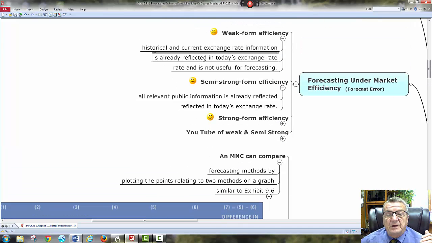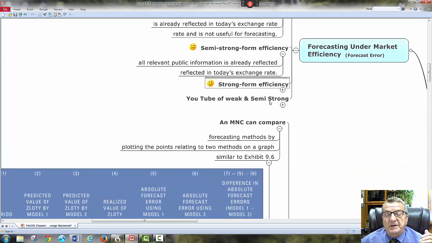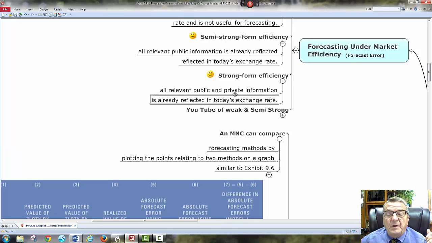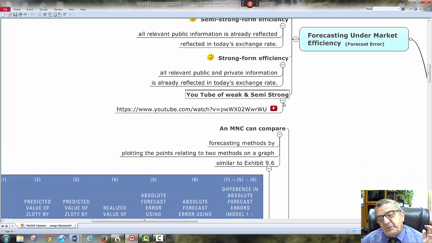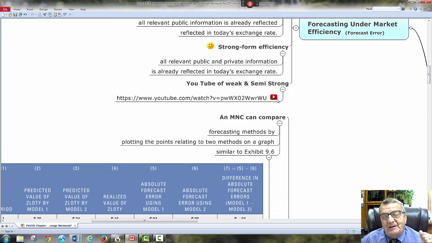Okay, this one's historical and current exchange rate information is reflected. Okay, now strong form efficiency, all relevant public and private information is already reflected in today's exchange rate. Now I'm going to put this one in here. This is one I like using in some of my finance classes, but let me put it on here.